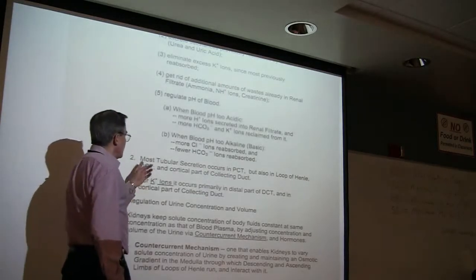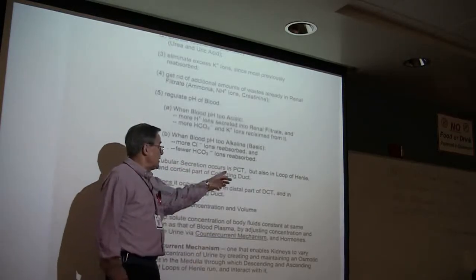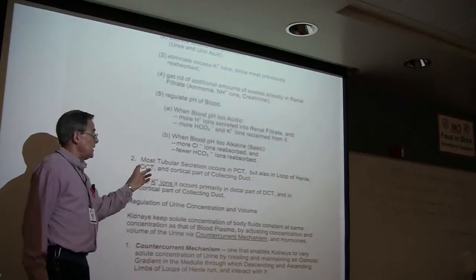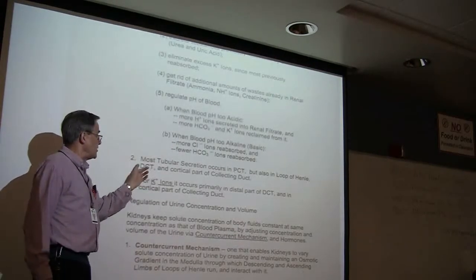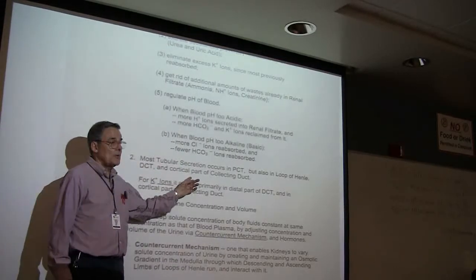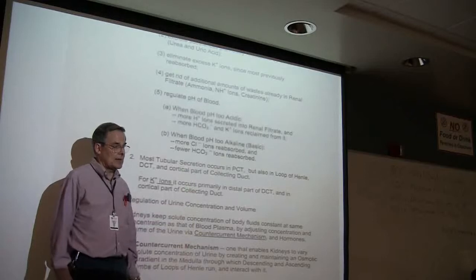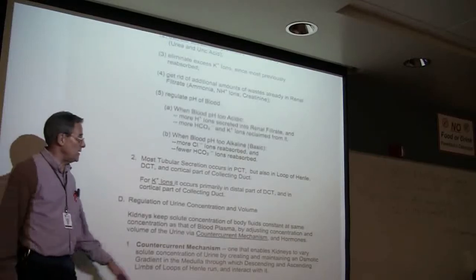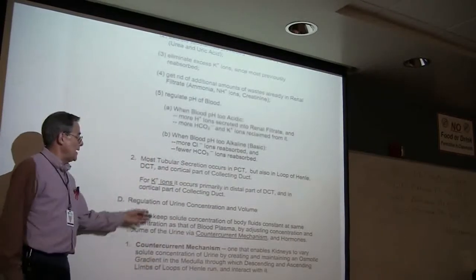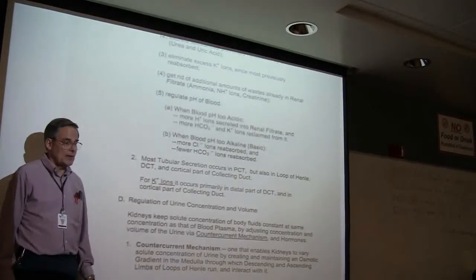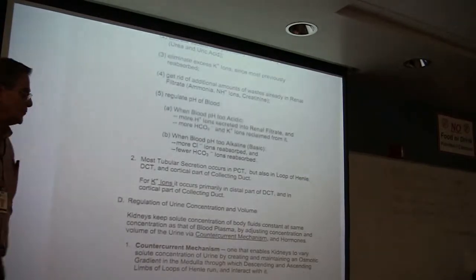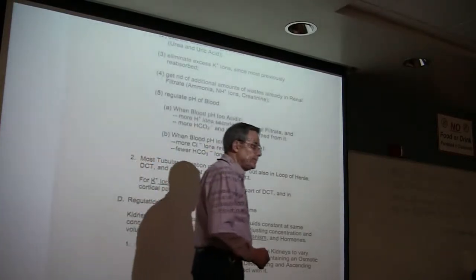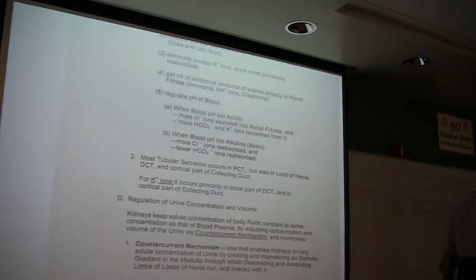And notice too that most tubular secretion occurs in the proximal convoluted tubule, just like tubular reabsorption, but it also occurs in the loop of Henle, the distal convoluted tubule, and even the cortical part of the collecting duct. Potassium ion secretion occurs primarily in the distal part of the distal convoluted tubule, and also the cortical part of the collecting duct, that part that runs through the cortex. Any questions?